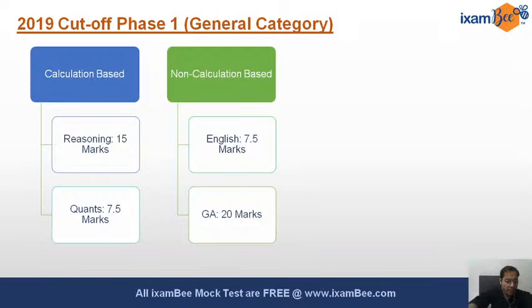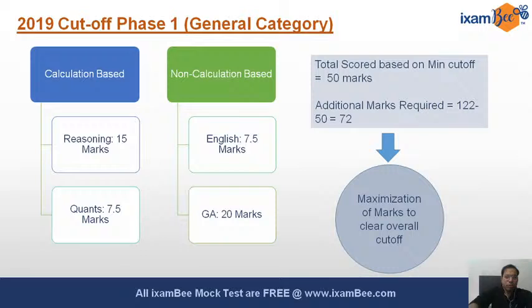So the game doesn't end here. The total cutoff was 122 marks in Phase 1. If you add the minimum cutoff of every section, that comes to around 50 marks, right? And the overall cutoff was 122 marks. That means you have to score an additional 72 marks.